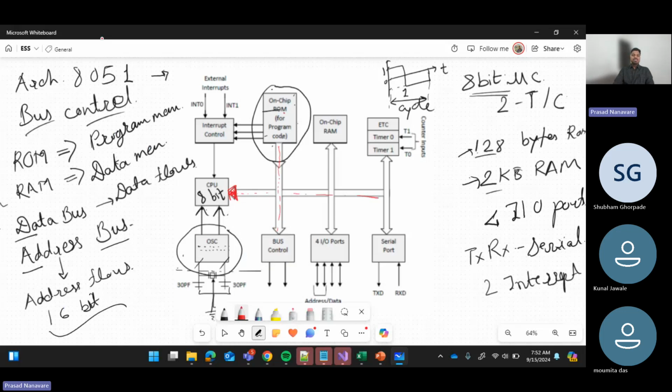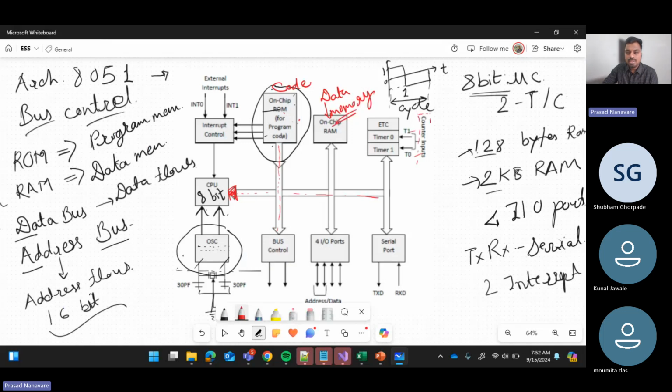Now, what is exactly stored in the ROM? Our code. Our code is sitting over here. And this is our data memory. Then we have timer and interrupt controllers. T0, T1. These are counter inputs.